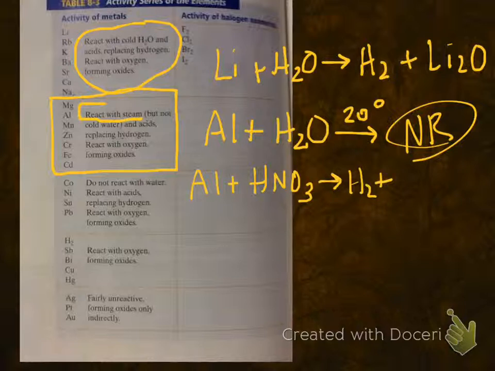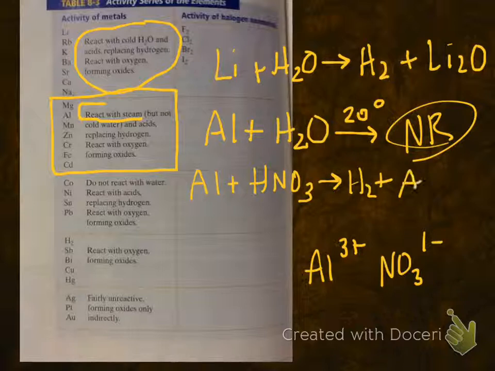What's our other product? Well, aluminum nitrate, you're right, but that's not the formula for aluminum nitrate, so you have to be real careful. Remember, aluminum is a 3+ ion, nitrate is a 1-, so what's our formula? Yep, Al(NO3)3. Okay.